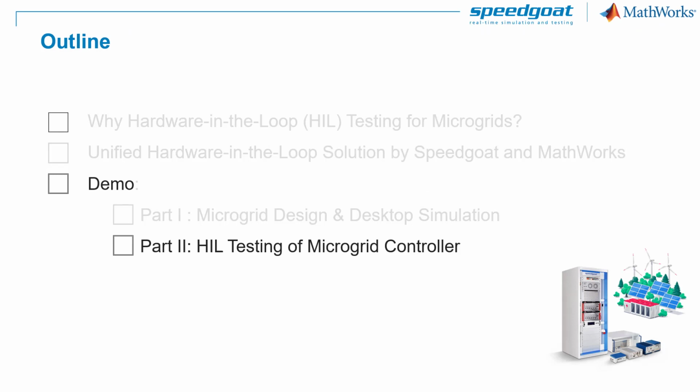Thanks, Jonathan. Now, Jonathan just showed you how to build a microgrid model by using Simulink and Simscape. And you also saw the simulation results. So the model works well in offline or desktop mode. Now we need to use this model to do the real-time simulation for hardware in the loop testing. Let me show you step by step by going through some examples.